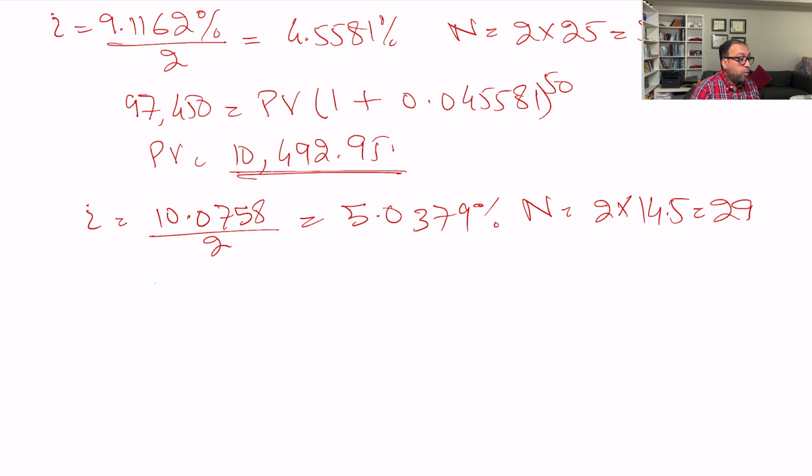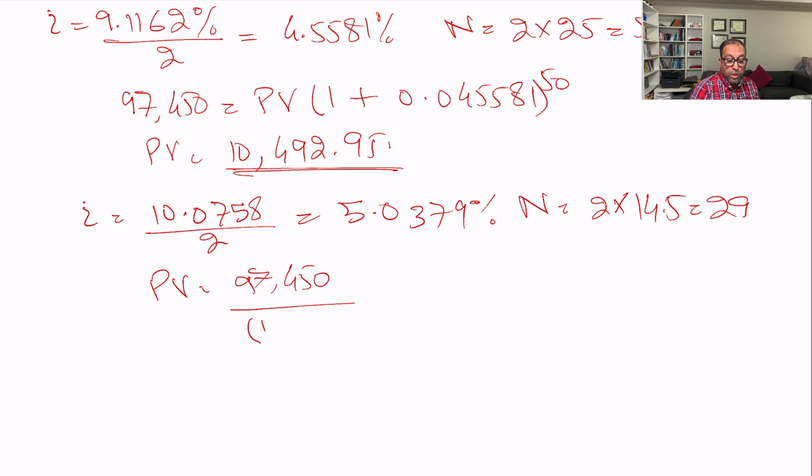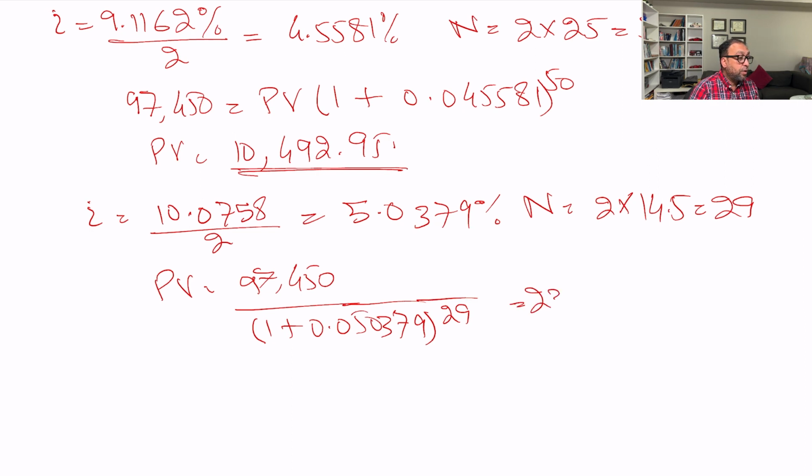So if we want to calculate the present value, 97,450 divided by 1 plus 0.050379 exponent 29. So we get 23,428.63.